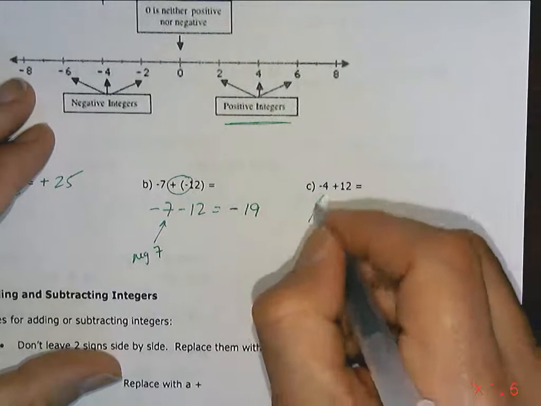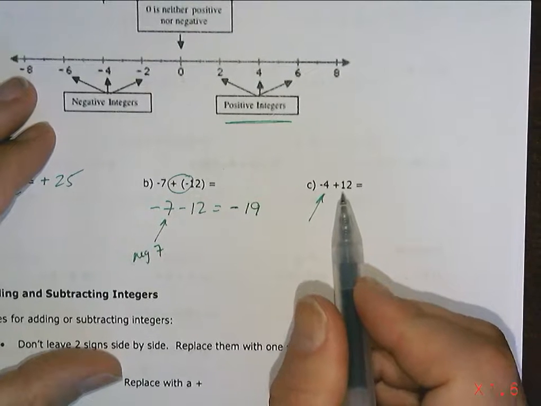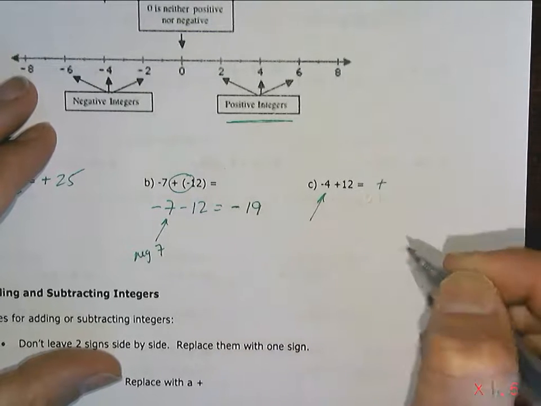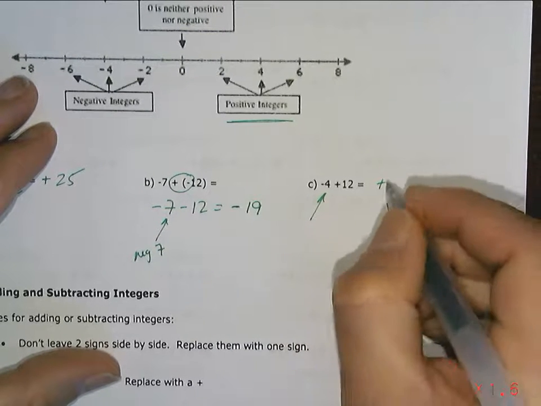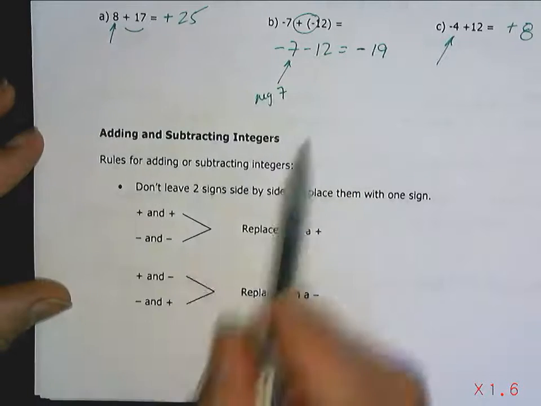This is -4. And then I add 12 positive. Well, there's more positive here than negative, isn't there? 12 is bigger than 4. So my answer is going to be positive. We know that. And it's going to be positive 8. Excellent. So, adding and subtracting integers.